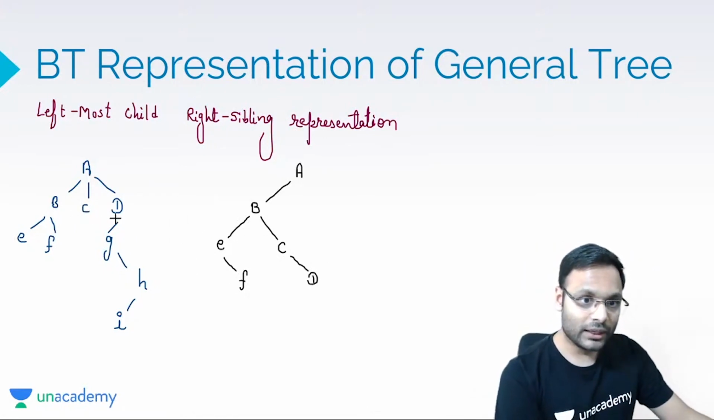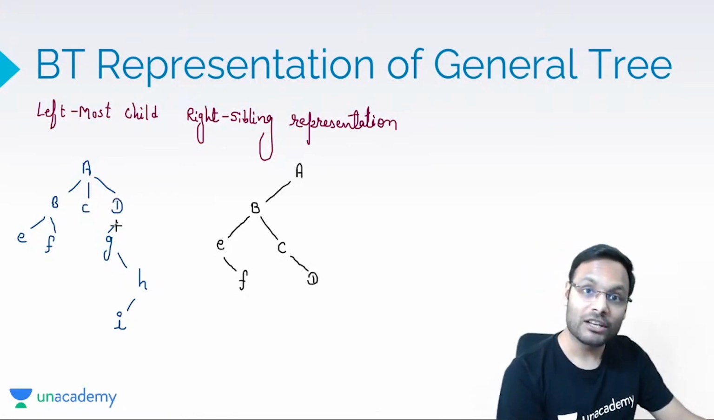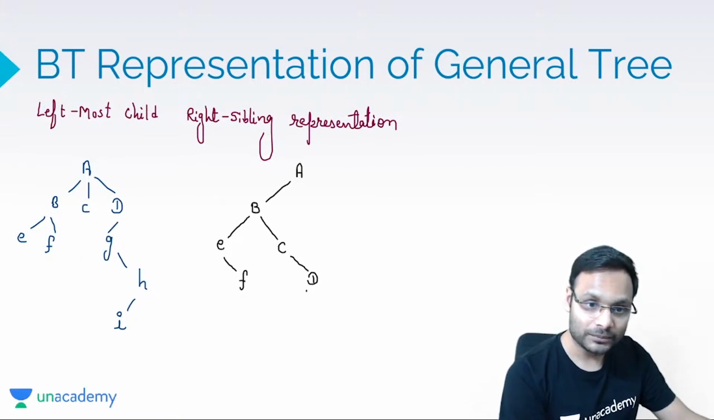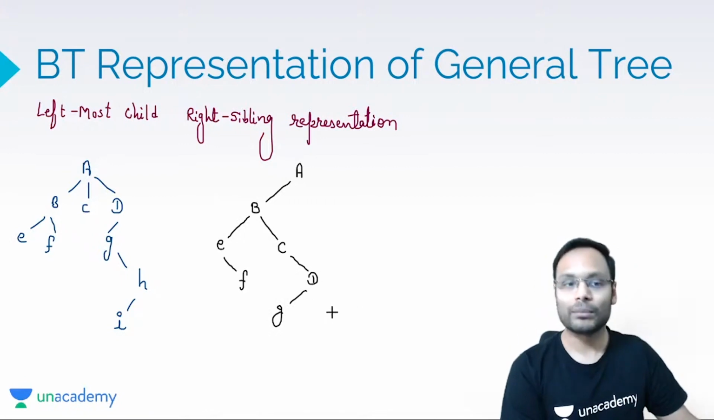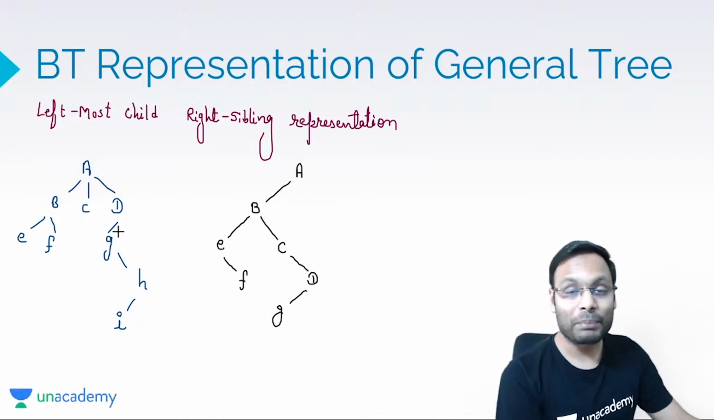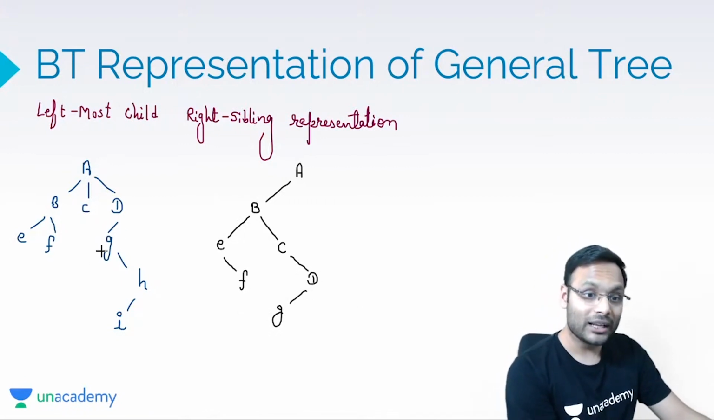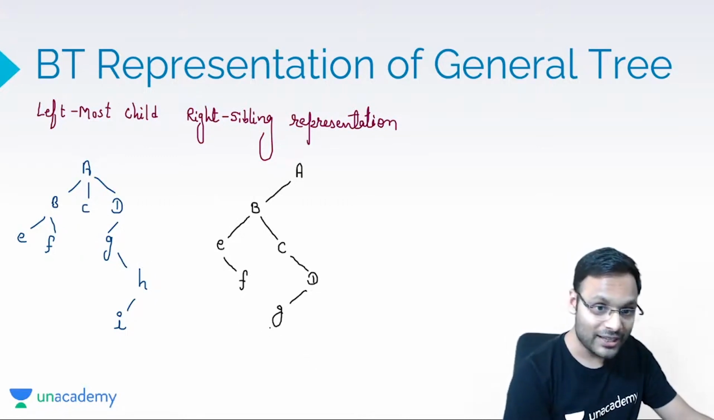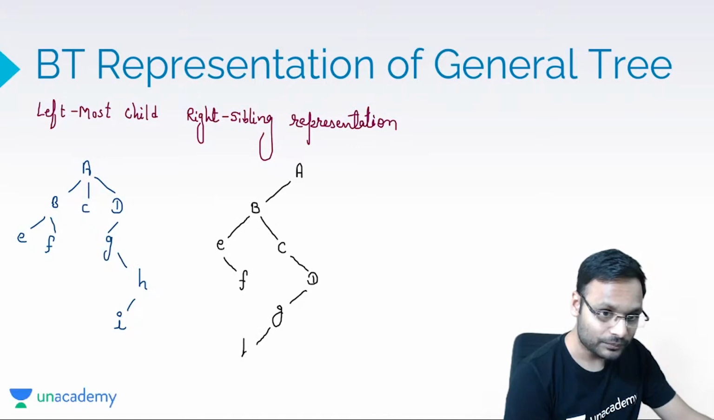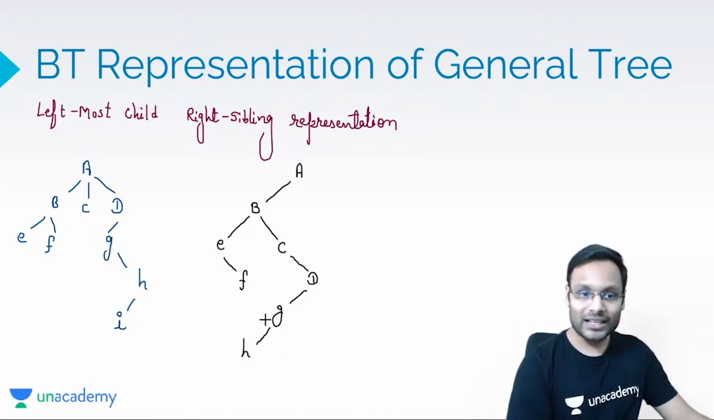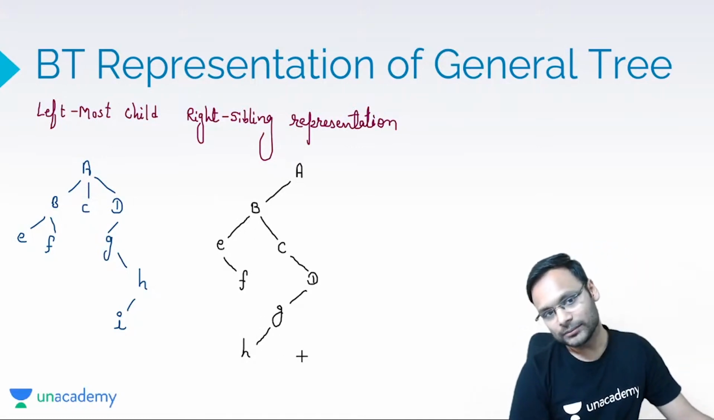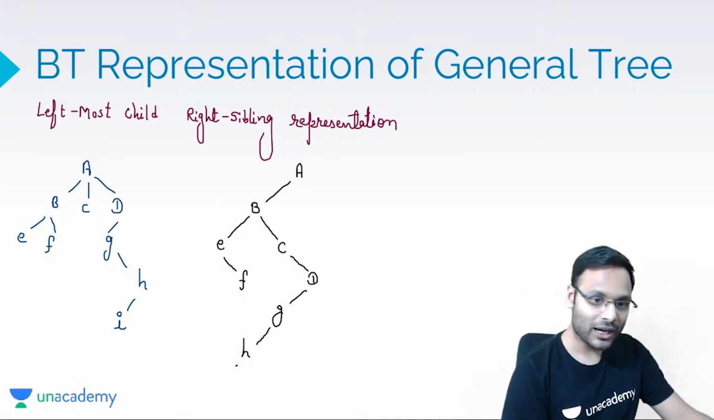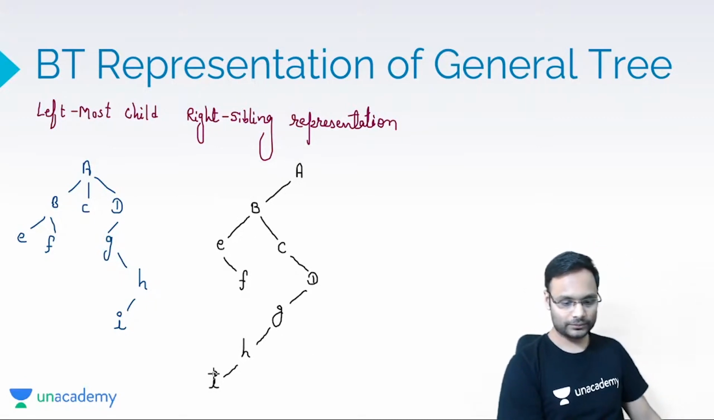D's leftmost child, which is the first child from the left side, is G. Sibling of D in the right side: there is no sibling. G's first child from the left, the very first child, is H. It should be in the left. Right side, G's sibling: there is no sibling. H's leftmost child in the left side: none. Right side sibling: none. This is the tree.